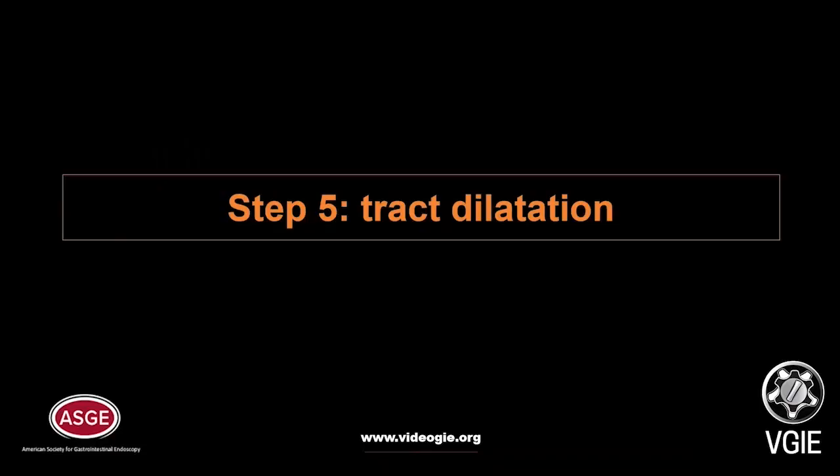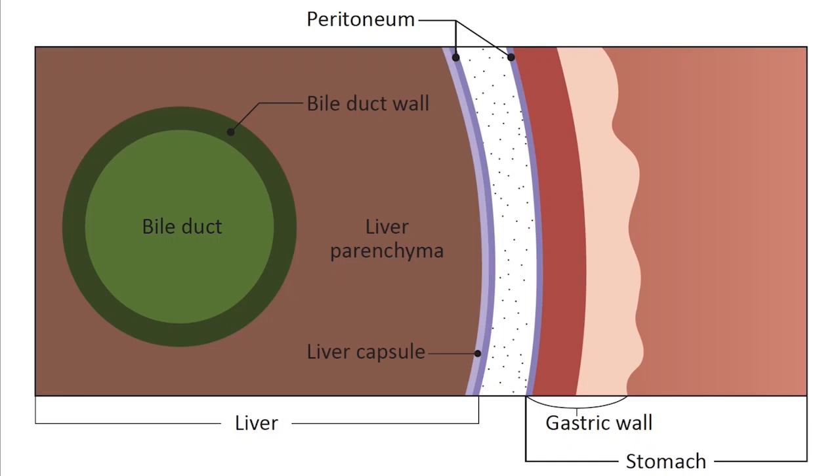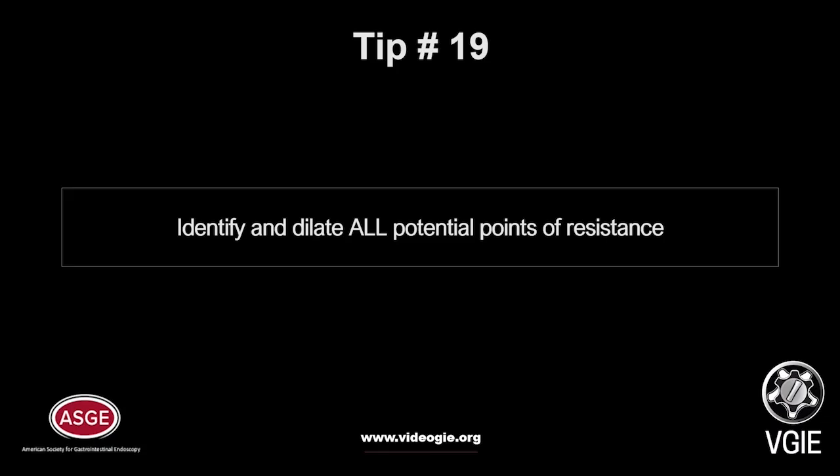Step 5. Tract dilatation. The tract from the stomach to the intrahepatic bile duct is comprised of gastric wall, 2 layers of visceral peritoneum, liver capsule, liver parenchyma, and bile duct wall. Pathological thickening of any of the layers could lead to difficulty in advancing instruments. Identify and dilate all potential points of resistance.